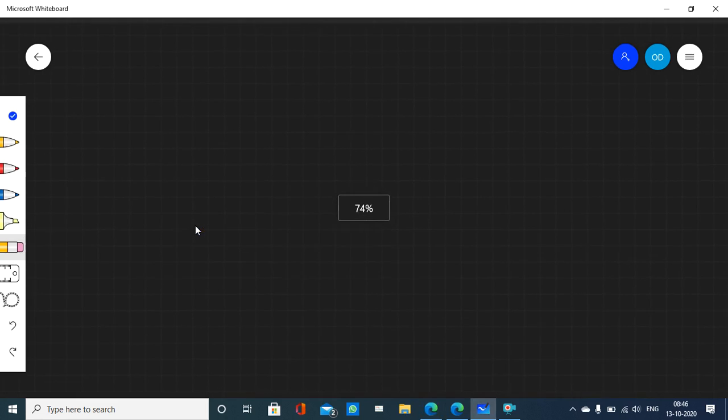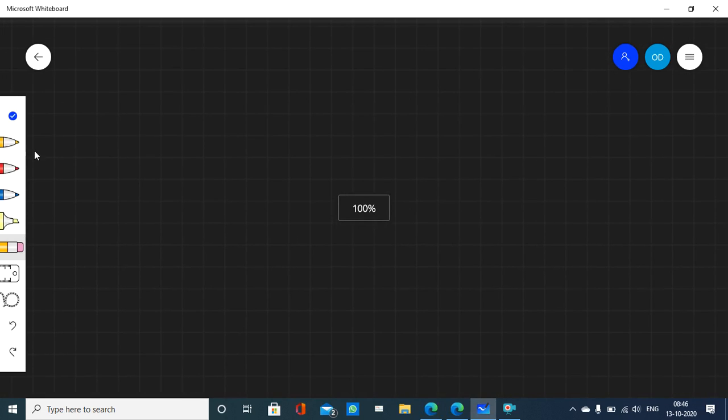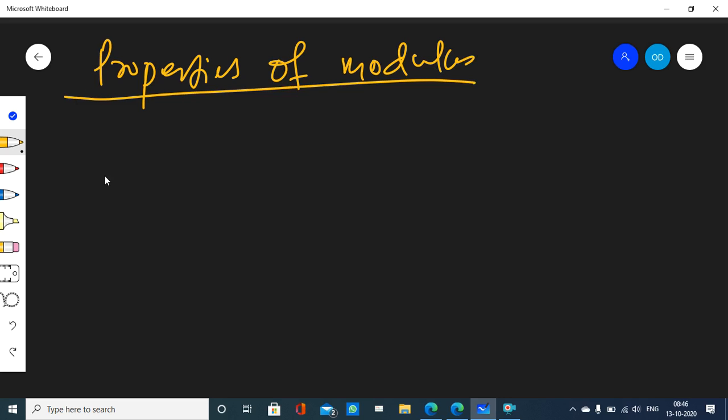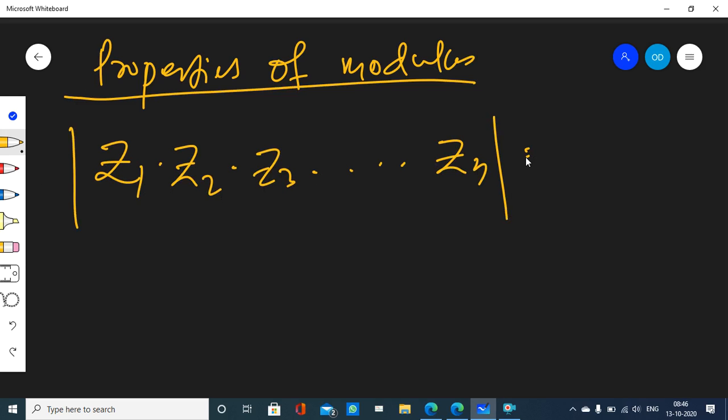So let's quickly discuss the properties of modulus, you will remember them, it is a revision. Properties of modulus. Guys, remember that if Z1, Z2, etc. are complex numbers, and if you multiply them and take the modulus of the product, it is the same as the product of the individual moduluses.